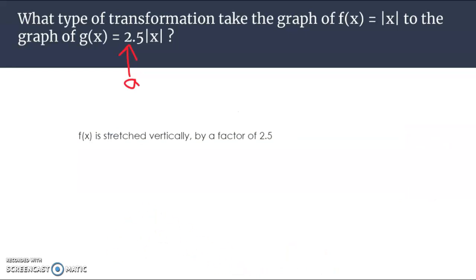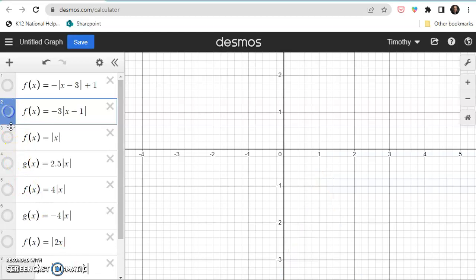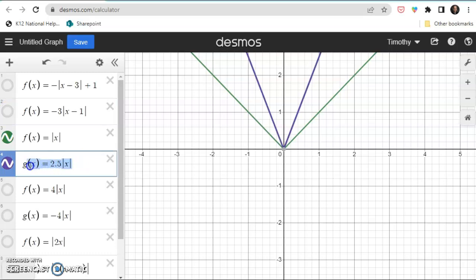We can see that transformation on Desmos. Let's look. Here's the original function, and then here's 2.5 times the function. Look how it's stretched vertically. It's gotten thinner, skinnier. It's stretched vertically, and by how much? By 2.5. I guess you could say g of x is 2.5 times as skinny as f of x.